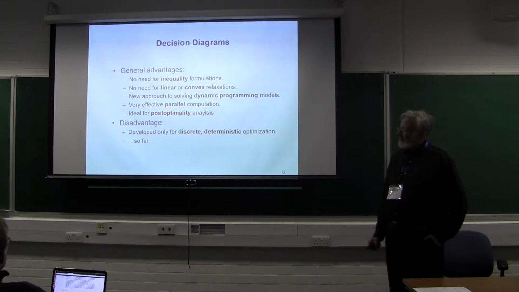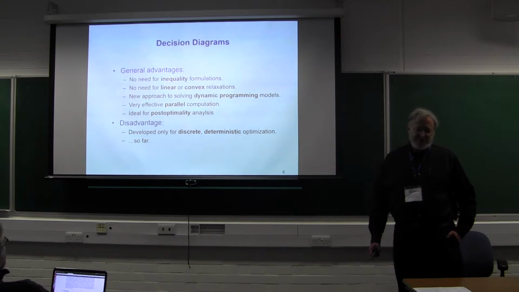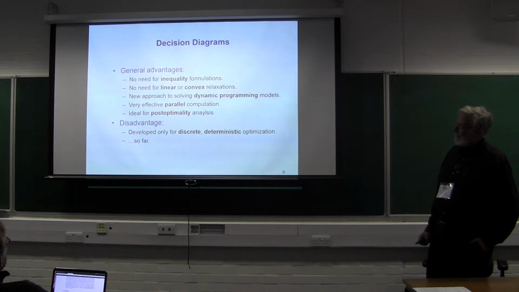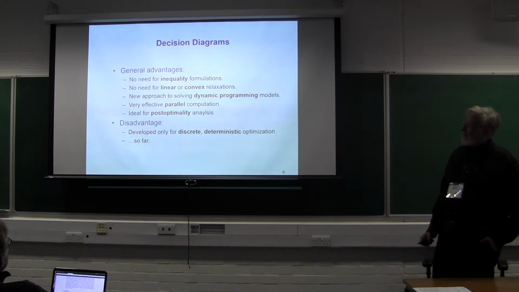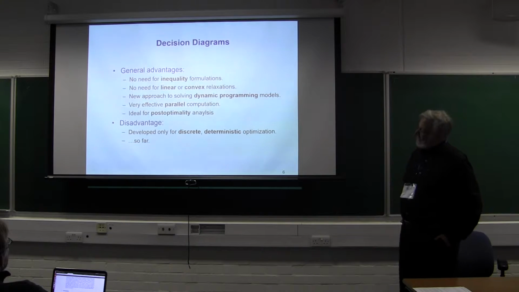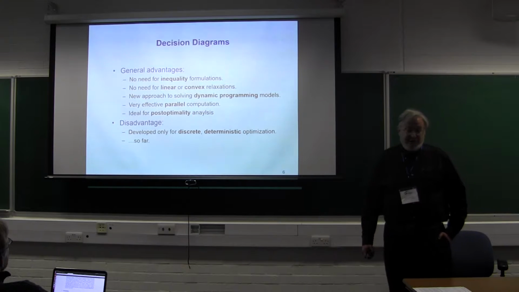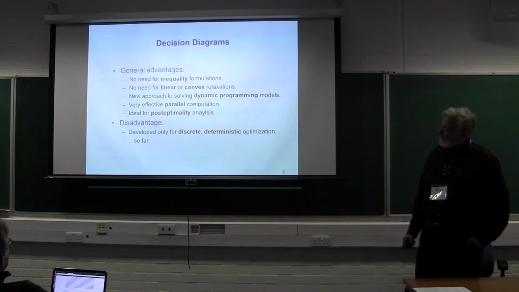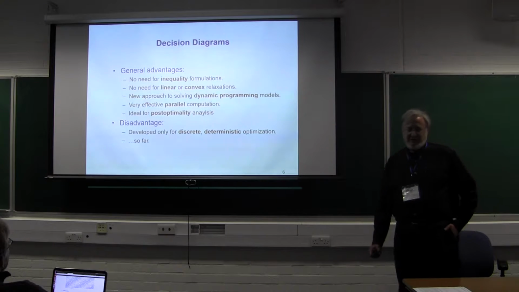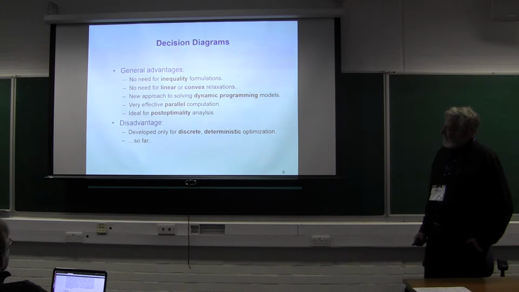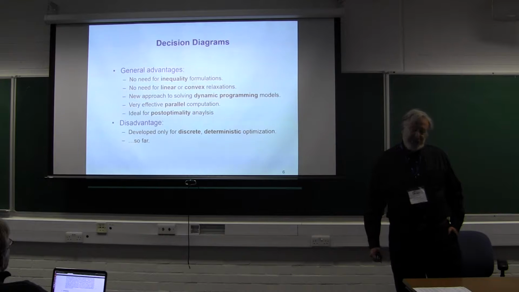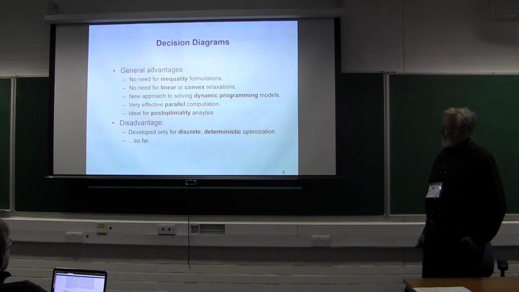One is that traditional math programming requires inequality formulations. Decision diagrams don't care whether it's inequalities. They don't care whether the problem is linear or convex, or whether the relaxations are linear or convex. As I mentioned, you can solve DP models in a different way. It turns out also decision diagrams parallelize much more effectively than math programming algorithms. And finally, they're very conducive to post-optimality analysis, which I won't talk about today, but it's an interesting aspect.